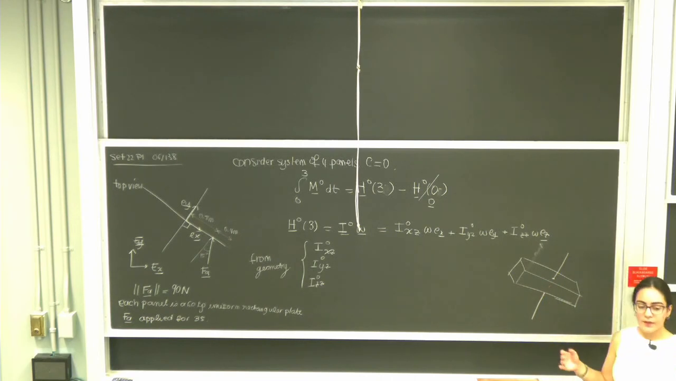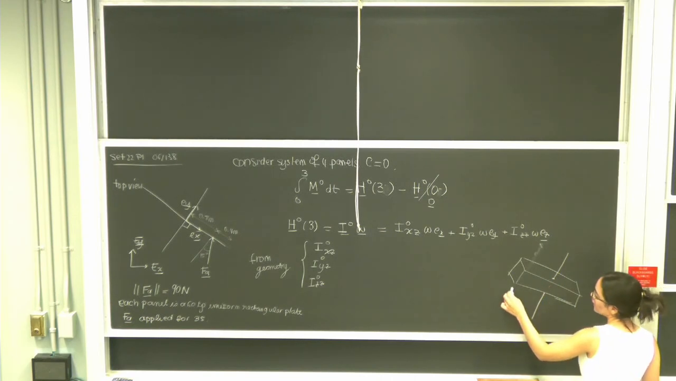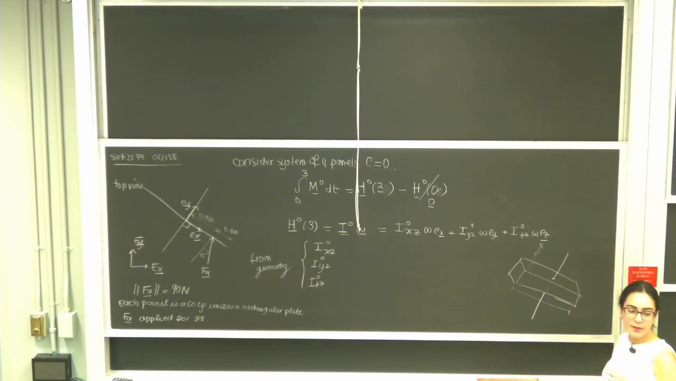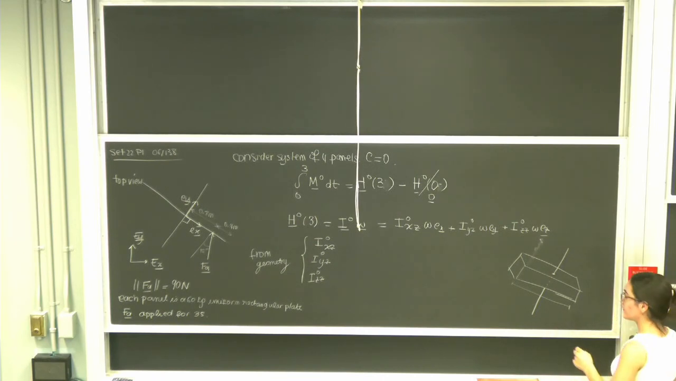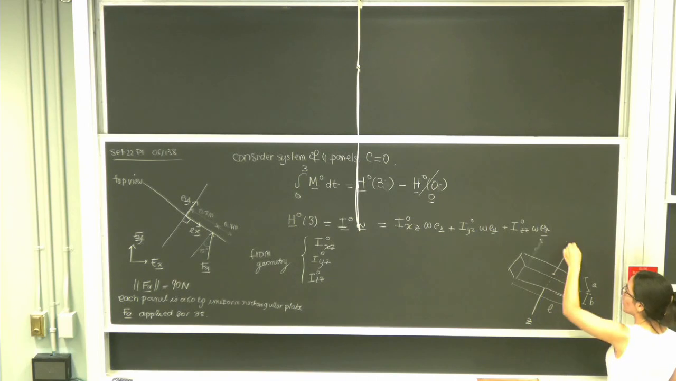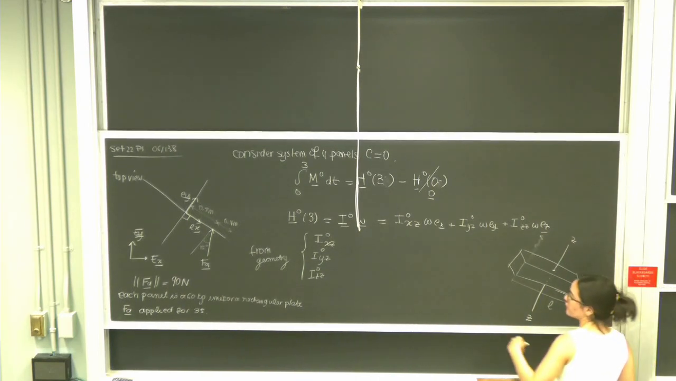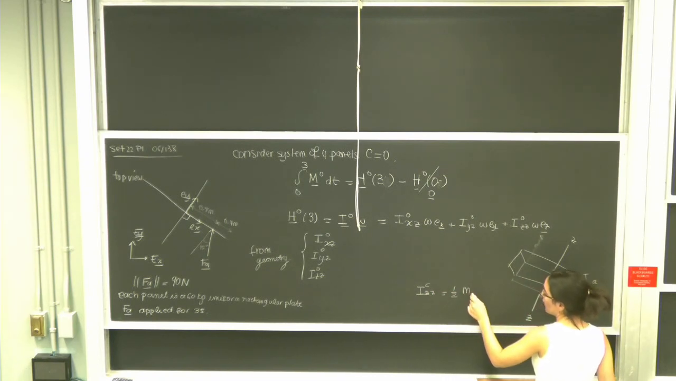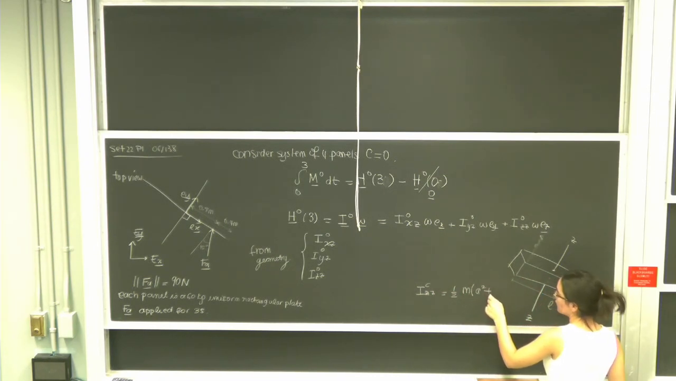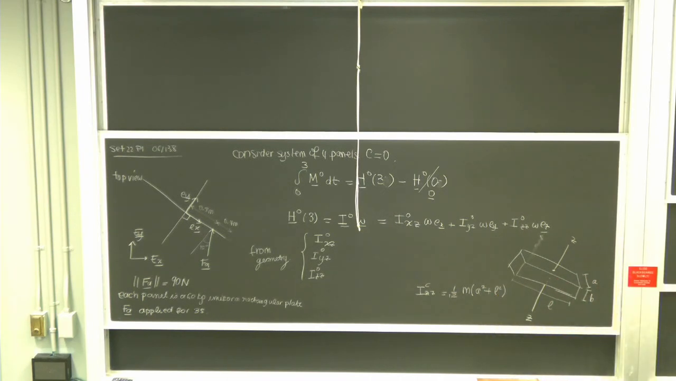So from your tables, if I have a plate like this, what are the given dimensions of the rectangular parallelepiped? What are the dimensions in the tables? L, A and B. Okay, and let's take this to be the z-axis. What is ICZZ? 112 and A squared plus L squared. Yeah, but 112. Okay, cool.